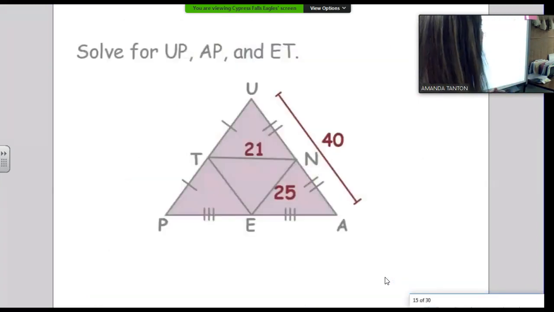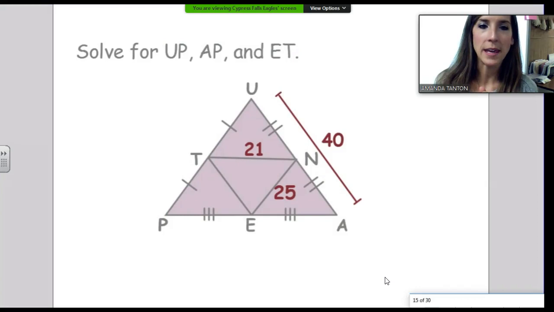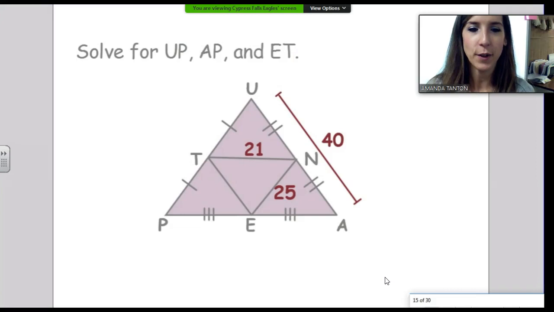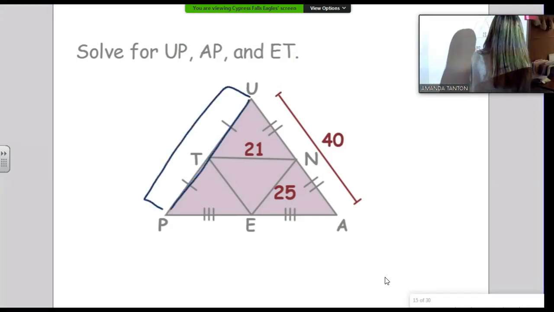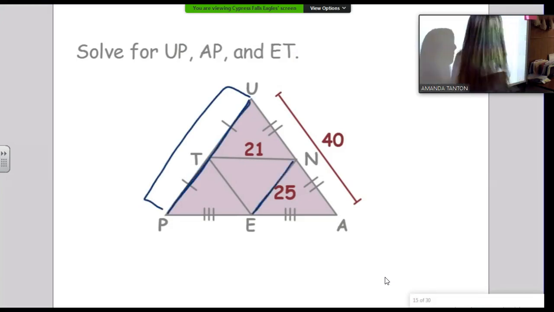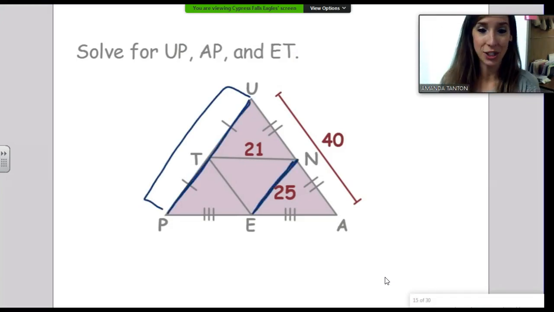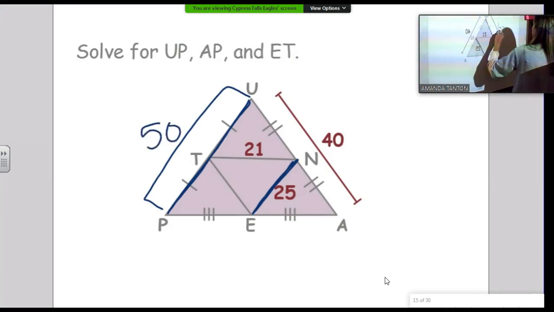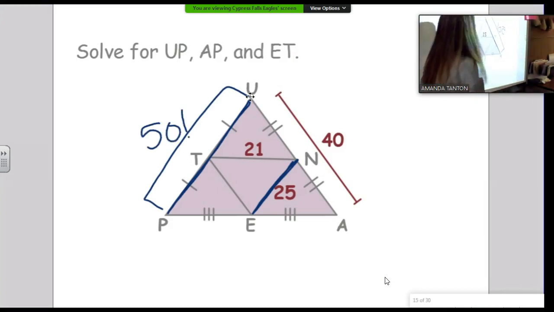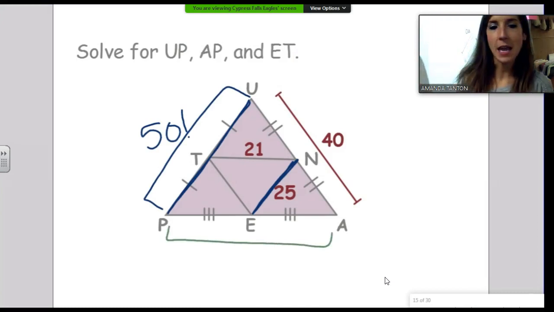Let's try an example. Solve for UP, AP, and ET. So let's see what's going on. We're going to solve for UP first. So UP is this segment. We know that this segment and the midsegment have a relationship. UP is double NE. So length of UP is 50.